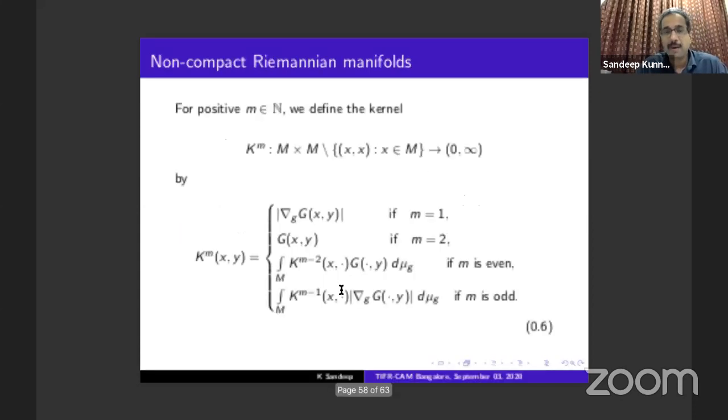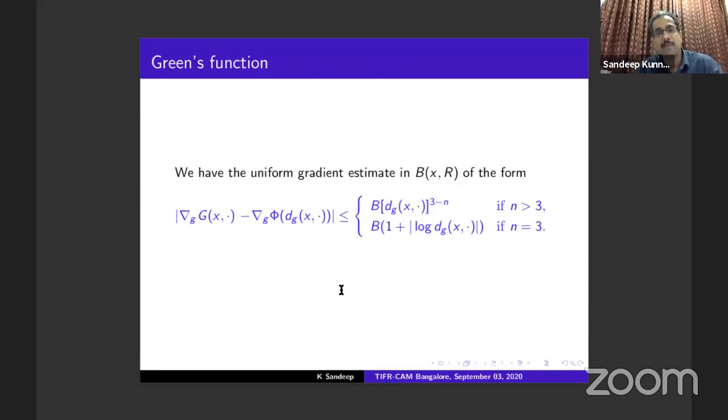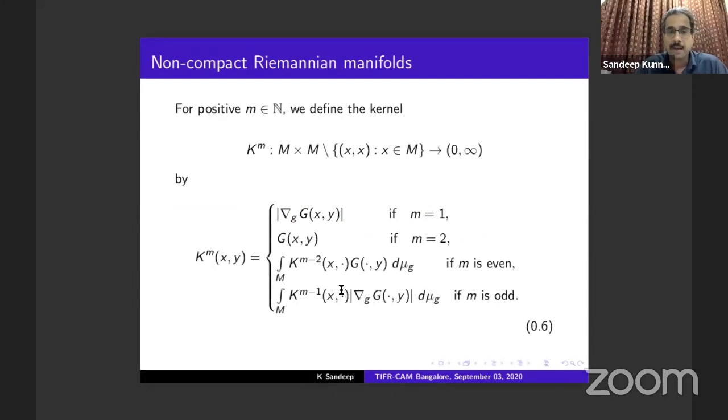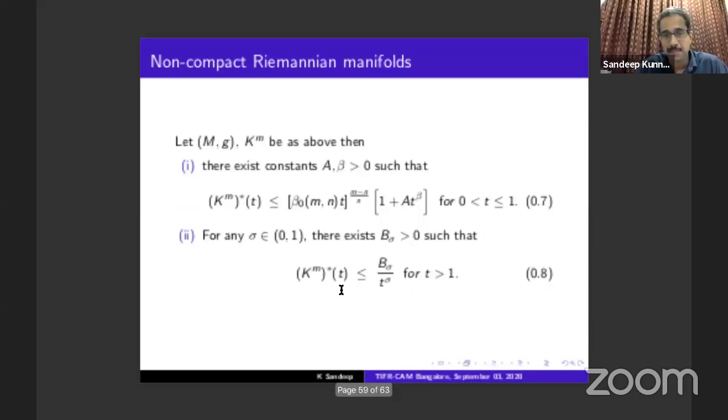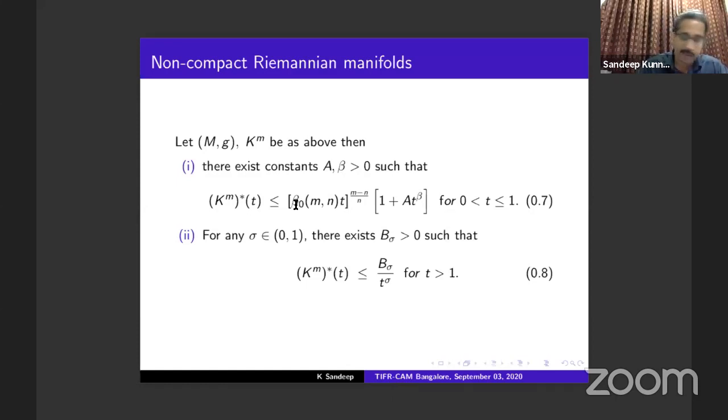And you need a lot of estimates on the Green's function. Apart from whatever I have stated, you need more integral estimates, and so on, to prove these estimates. However, we could prove those estimates, and we could prove some estimates like this. And once you have such estimates, then you can put the Adams machinery to work, and you can prove the theorem.